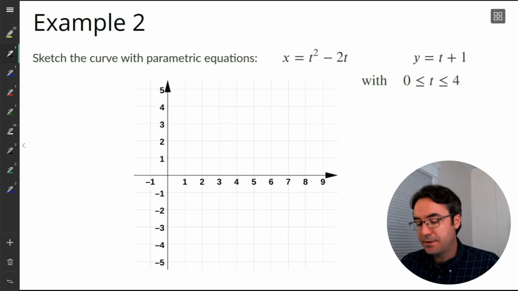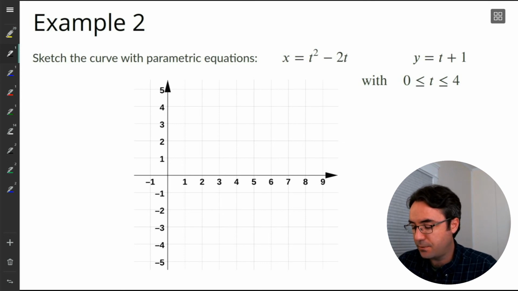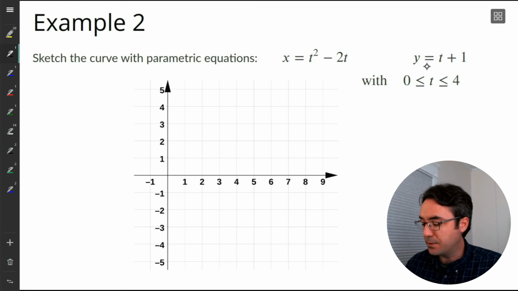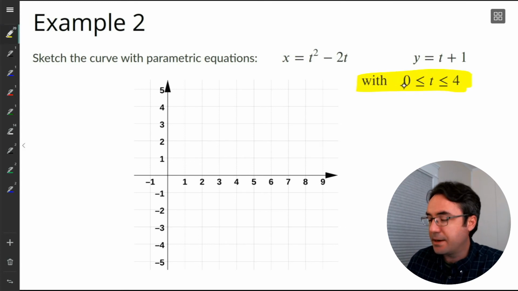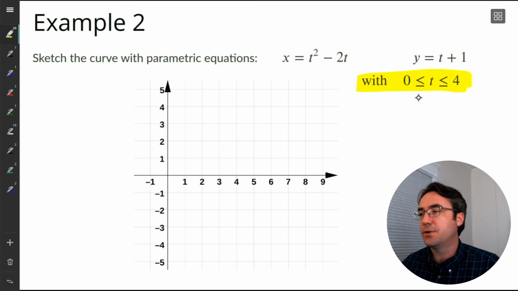All right, let's look at one more case here. And it's the same parametric equations that we looked at in example 1. So we're going to sketch the parametric curve with equations x equal to t squared minus 2t, y equal to t plus 1. So the same equations, but now there's this extra requirement that we're only plotting points where the t value is between 0 and 4. So there's some kind of extra requirement here.